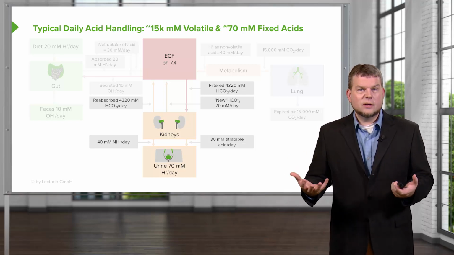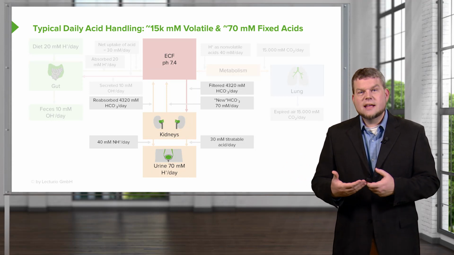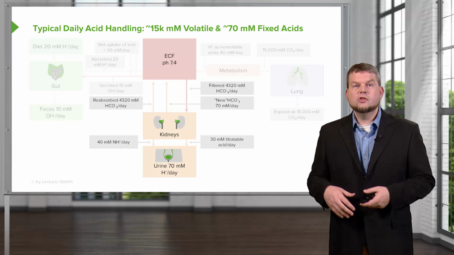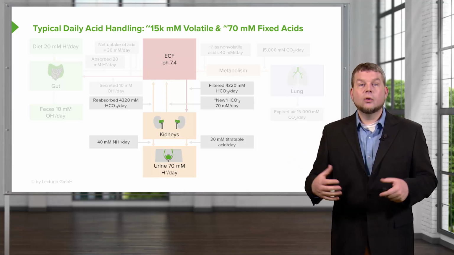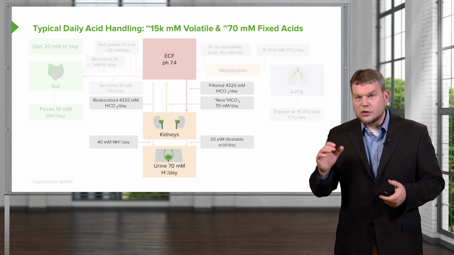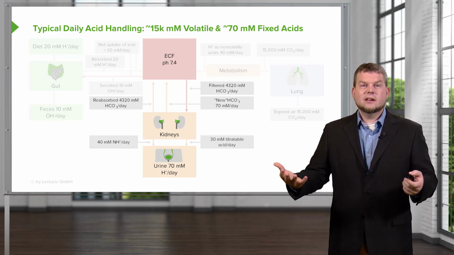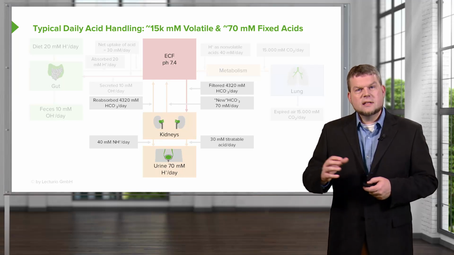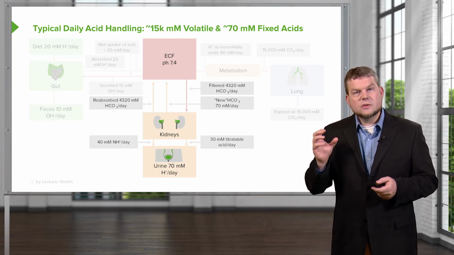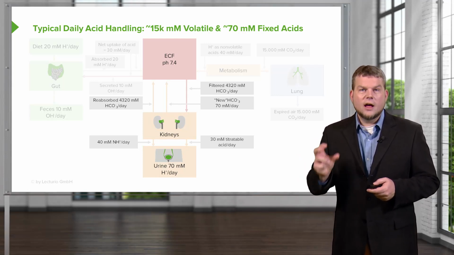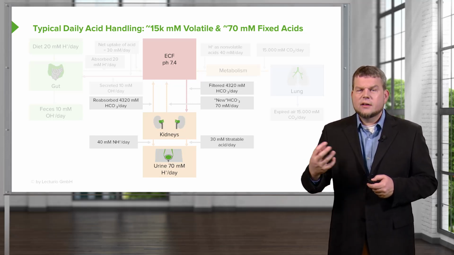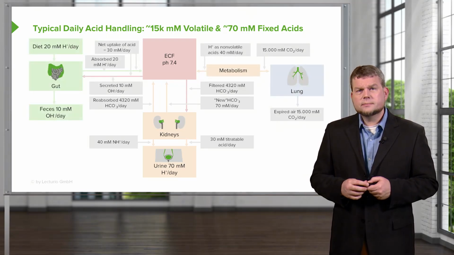You have to do something with that. It just so happens that as you buffer the 70 millimole of hydrogen ions, you produce 70 millimole of new bicarb. So every time you get rid of a hydrogen ion and you urinate it out, you make a new bicarb. So this is what we're going to deal with today, is how the kidneys deal with those 70 millimole of non-volatile acids. But let's also revisit how this process works.